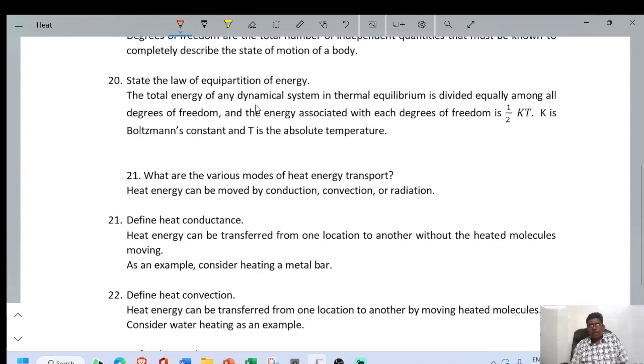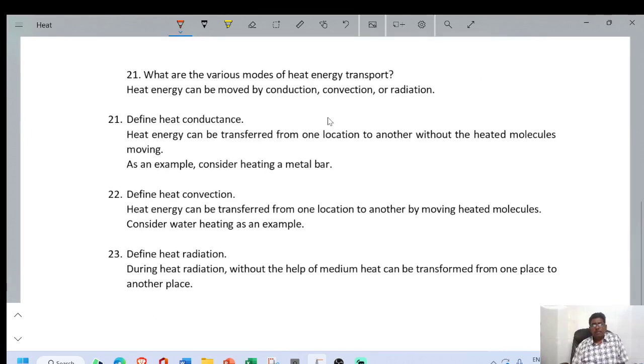State the law of equipartition of energy. The total energy of the molecule is divided equally to each degree of freedom. Then the energy associated with each degree of freedom is of kT. The total energy of any dynamical system in thermal equilibrium is divided equally among all degrees of freedom, and the energy associated with each degree of freedom is 1 by 2 kT. Here k is the Boltzmann constant and T is the absolute temperature.